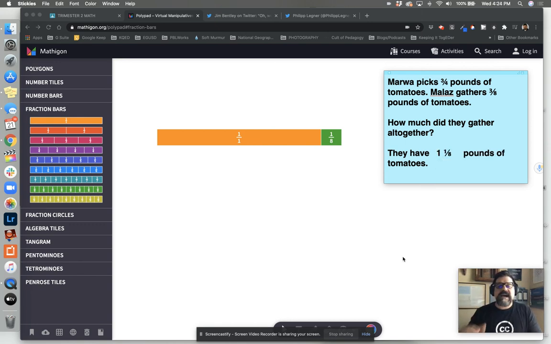There you go. Adding fractions with unlike denominators using fraction tiles, and this time we have a mixed number. Mixed because it's got a whole number 1 and a fractional value of 1/8. There it is.